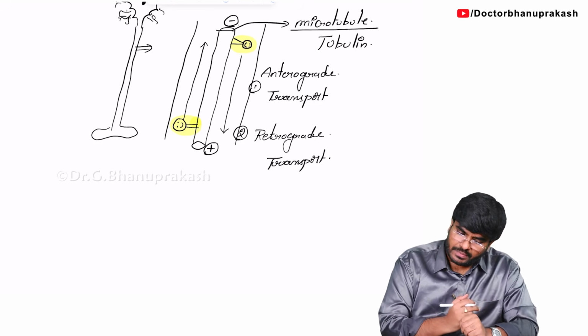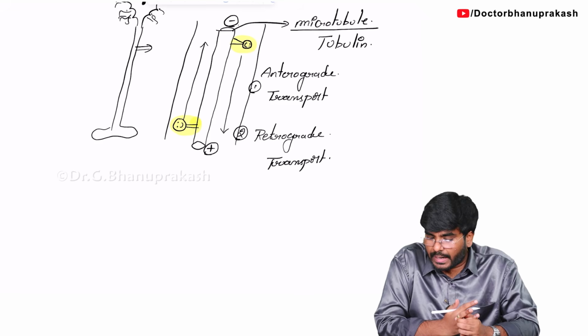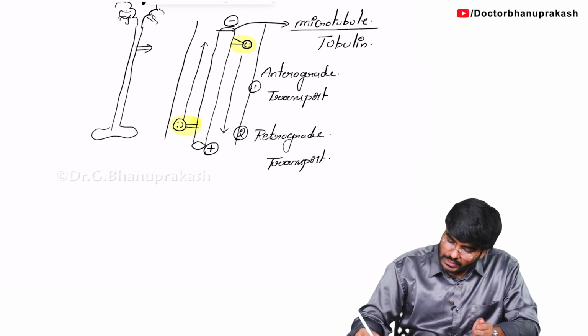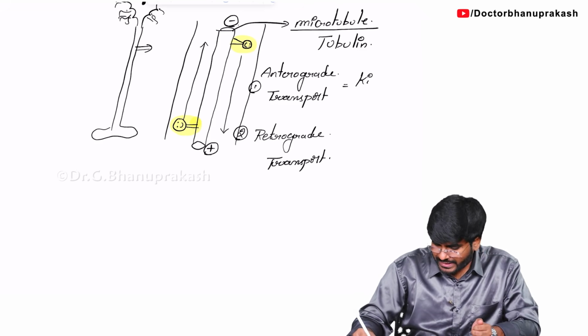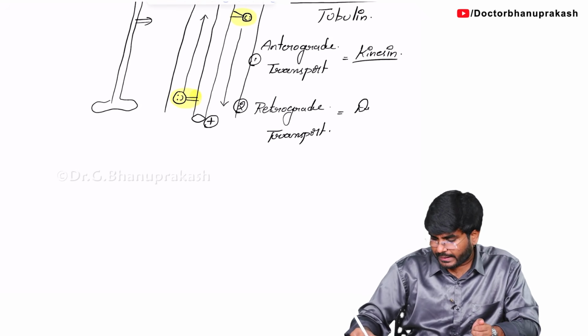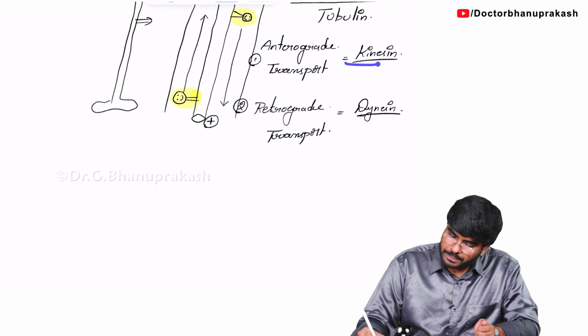In your exam, they will be asking you two important MCQs. What is the name of the protein which is helping in the anterograde transport, and what is the protein that is helping in the retrograde transport, the movement of the substances? Anterograde transport is with the help of a protein called kinesin. And retrograde transport is with the help of a protein called dynein. Okay, kinesin and dynein.